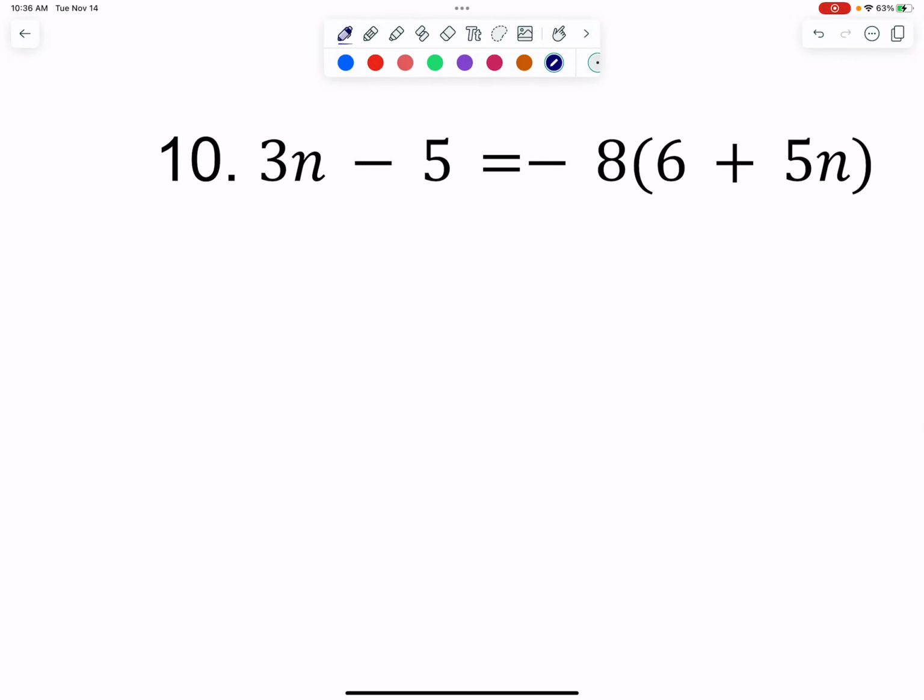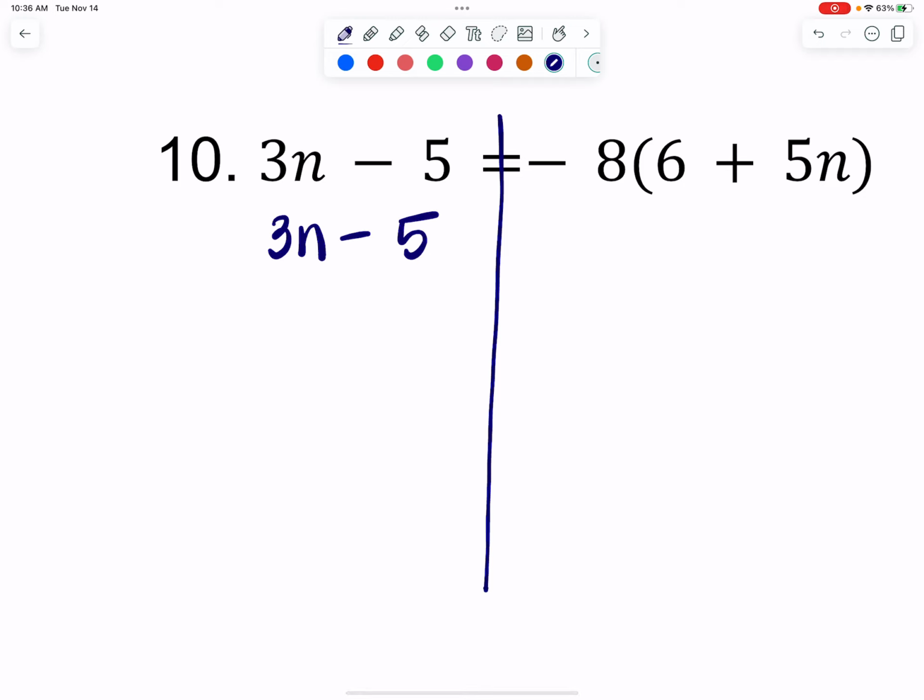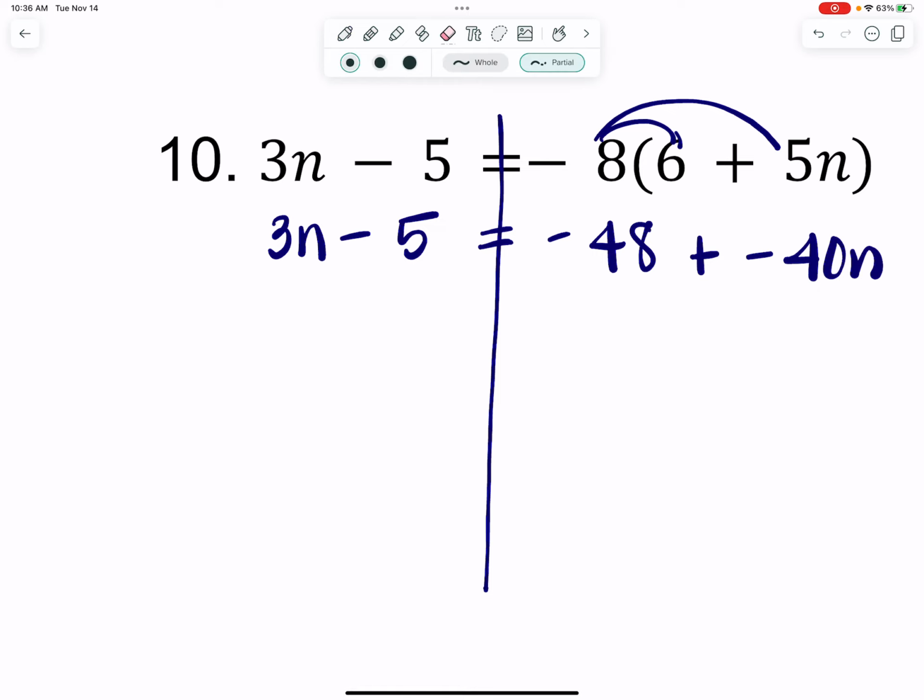Last one, I'm going to put in my wall. I noticed there's some distributive property on the right side. So I'm going to rewrite my left side just like it is. Negative 8 times 6 is negative 48. Negative 8 times 5 is a negative 40. And I'm going to get rid of that plus sign because I don't like double signs. It makes me twitchy.